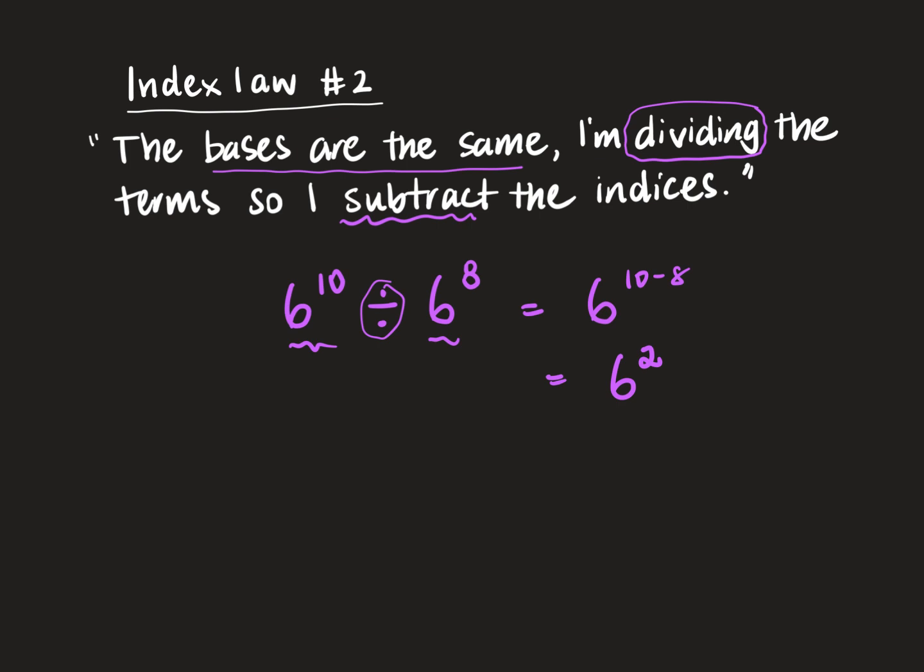The bases are the same. I'm dividing the terms, so I subtract those indices. Can you try this one? Well, how do we do this? The bases are the same. I'm dividing the terms, so what do I have to do? Subtract the indices. 5 minus 2 is going to be 3.